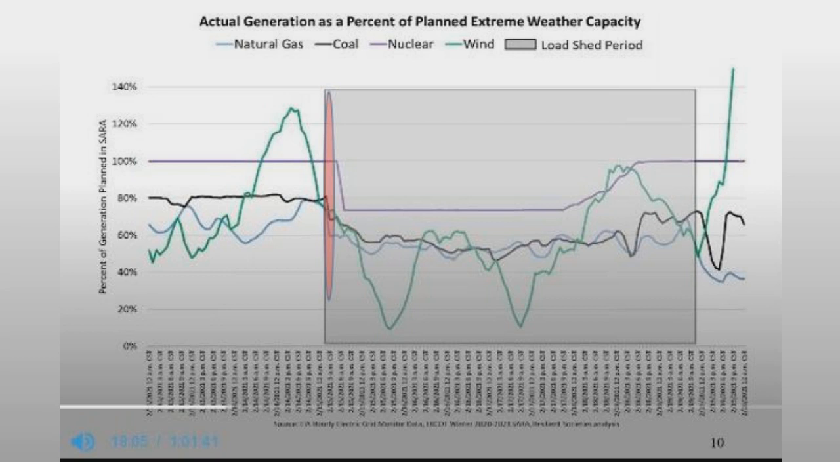You'll notice that the line that runs across the 100%, that's the nuclear. We have 4 nuclear generators here. One of them went down, so we lost 25% of the capacity. And then, of course, there's a blue line, kind of hard to see in this graph, that represents the natural gas, and that's the real problem here. The natural gas system just basically failed.